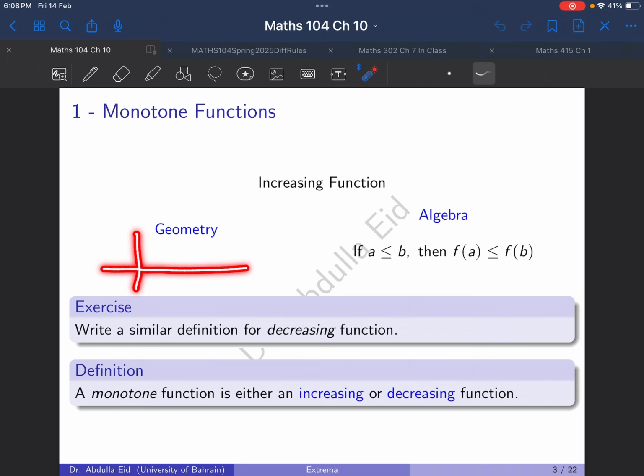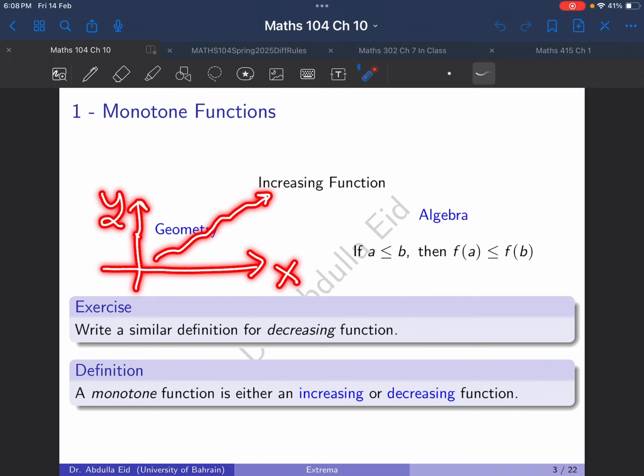Welcome, student, to this topic where we'll start first by learning what a monotone function is. A monotone function is either an increasing function or a decreasing function. Now, what do we mean by an increasing function? If we graph it, it will just go up and up and up. As long as the x increases, the y increases. So something just getting more and more.